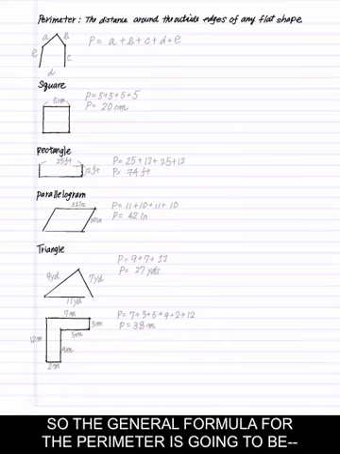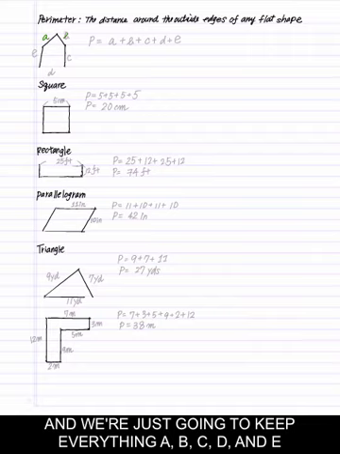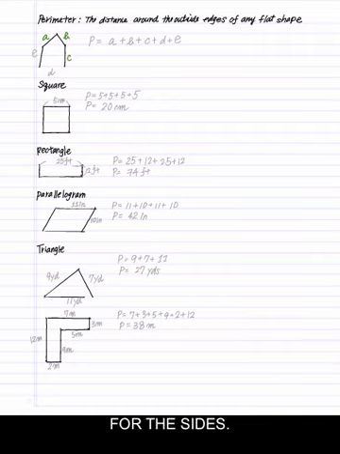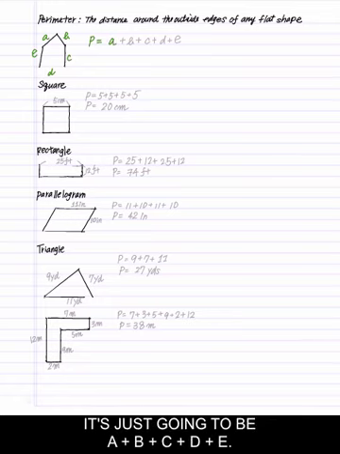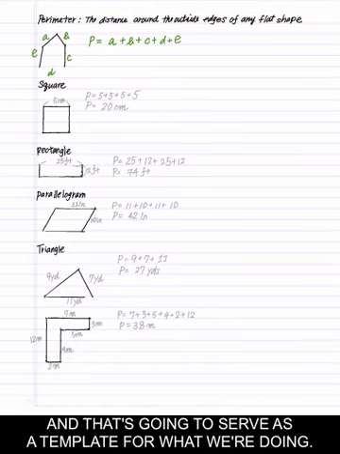So the general formula for the perimeter is going to be, and we're just going to keep everything A, B, C, D, and E for the sides. And the general formula is P for perimeter is equal to, and I'm just going to add everything up. Just going to be A plus B plus C plus D plus E. And that's going to serve as a template for what we're doing.